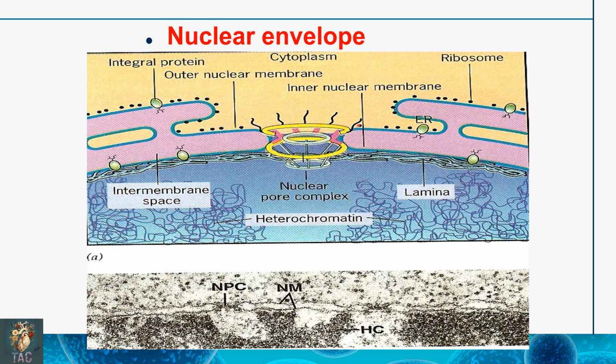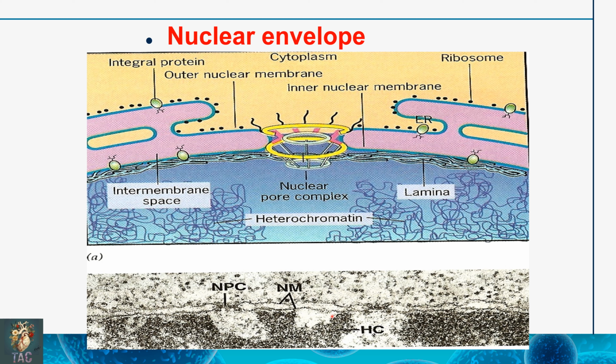Where these two membranes fuse with each other, there is a pore called the nuclear pore, and in the nuclear pore you can see the nuclear pore complex is present. In the nucleoplasm you can see the heterochromatin is present.